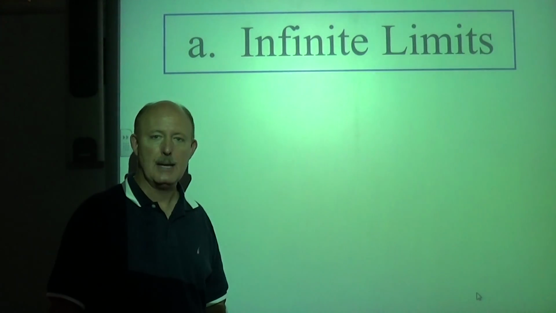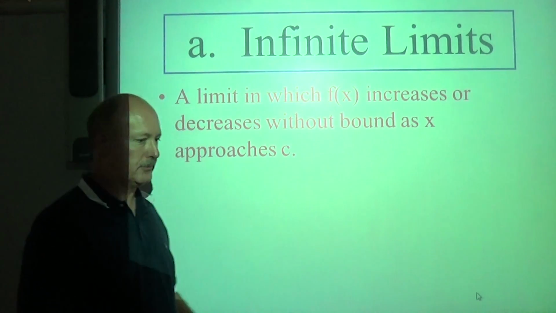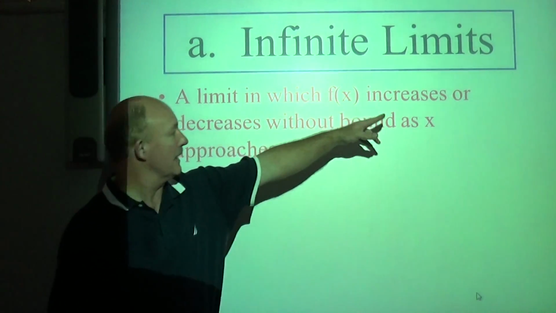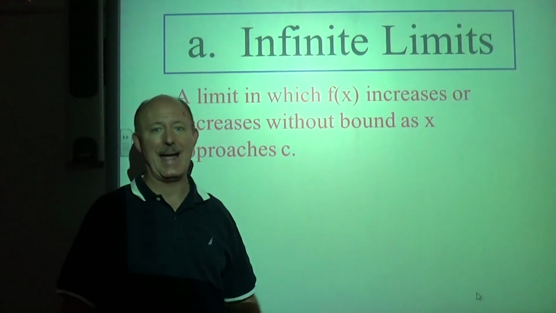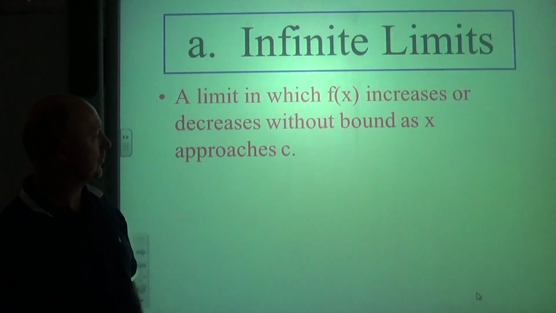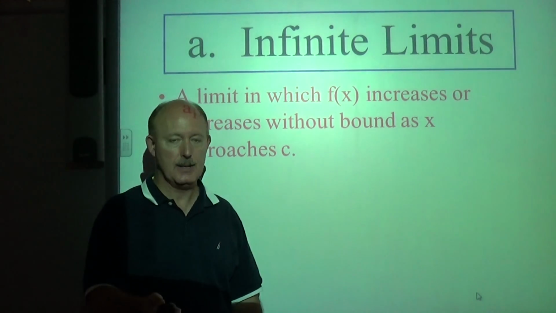So to get started with infinite limits. An infinite limit is simply nothing more than a limit in which f of x increases or decreases without bound as x approaches c. So a limit at which f of x increases or decreases without bound, so you have a vertical asymptote, okay?